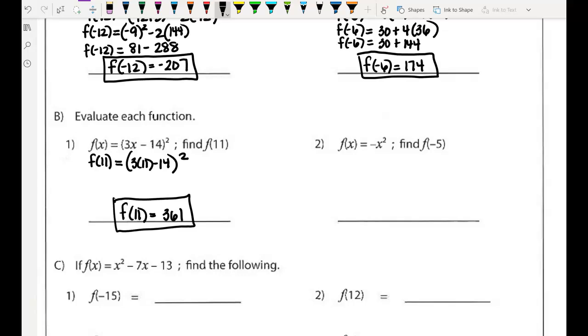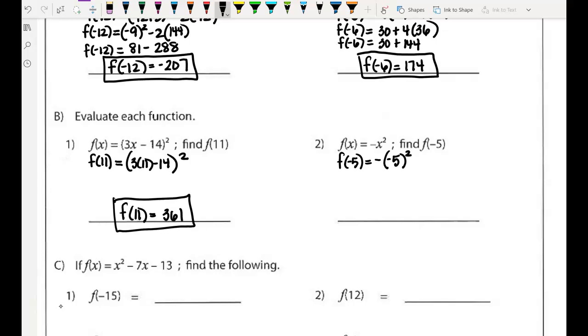So I'll pause for a moment while you do number 2. f of x equals negative x squared. Find f of negative 5. And on this one, you need to be careful because there's a negative in front of the x squared. So you have f of negative 5 equals negative 5 squared. That negative in front of the x comes after you square the x.